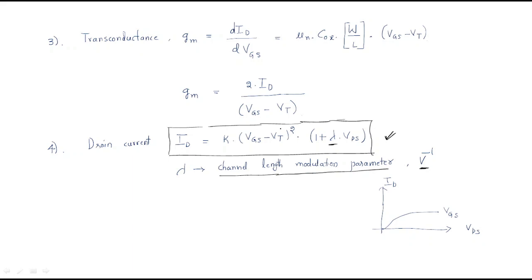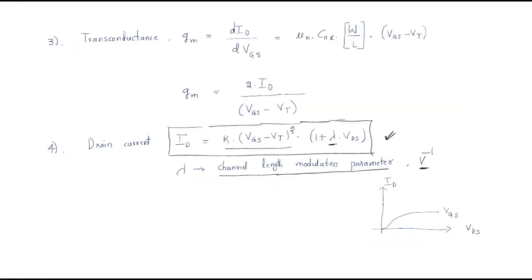So whenever the channel length modulation parameter is involved, the drain current is the previous drain current multiplied by 1 plus del into VDS, and the unit of del is voltage inverse. This is also one of the important formulas.